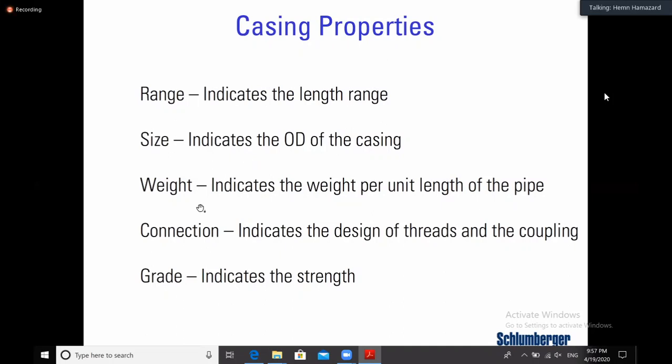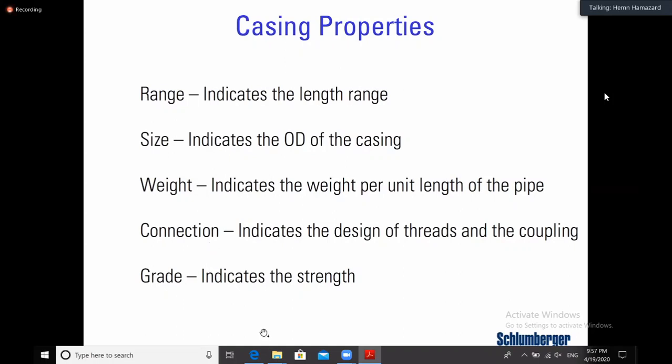Weight. Another specification of casing: when someone tells me that casing is 7-inch, if I want to know the ID or the wall thickness of the casing, I can ask what's the weight of it. If I'm talking about the 7-inch casing, it has 23, it has 29, it has 32 pounds per feet. When you know the pounds per feet for the casing, then you can know the ID also. So that's the weight specification of the casing.